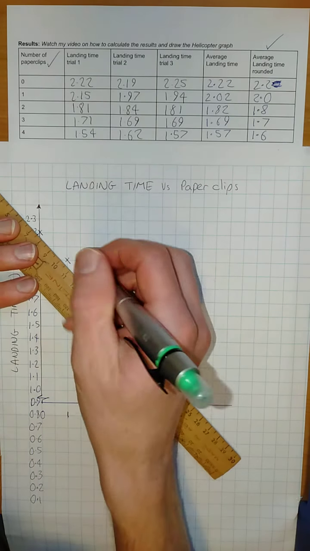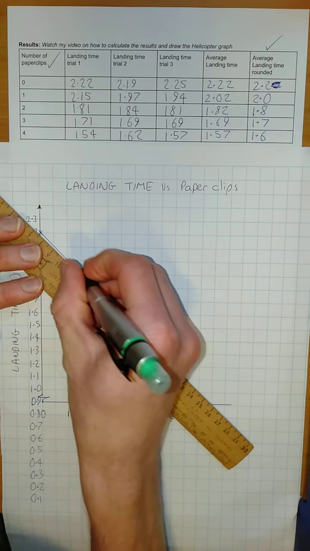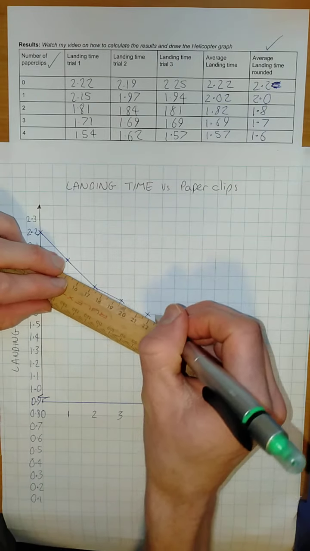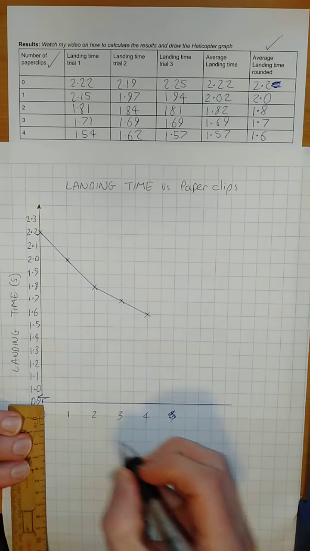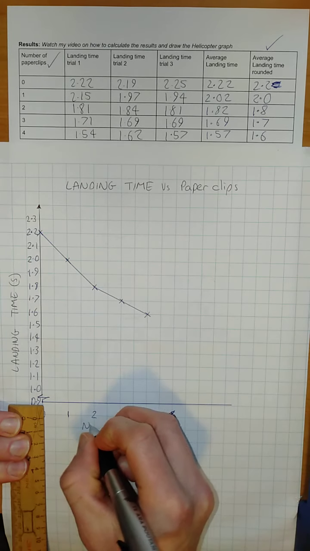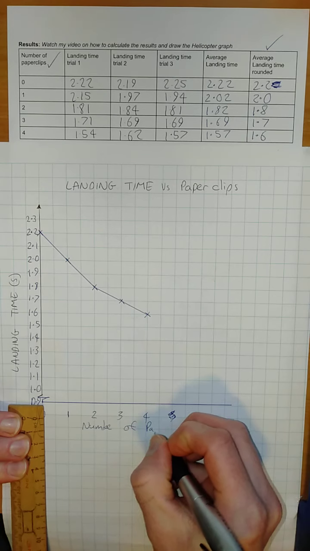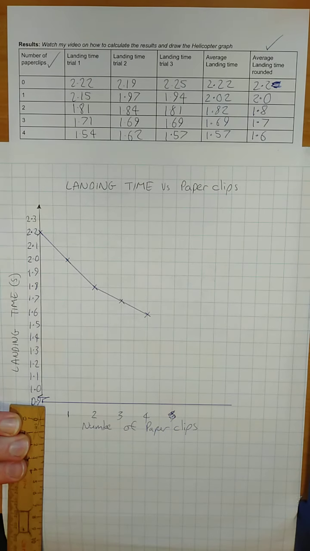And then I'll be able to rule in my line neatly, going through the center of all of the crosses. And that there just needs to label this one, number of paper clips. And that there is the graph complete.